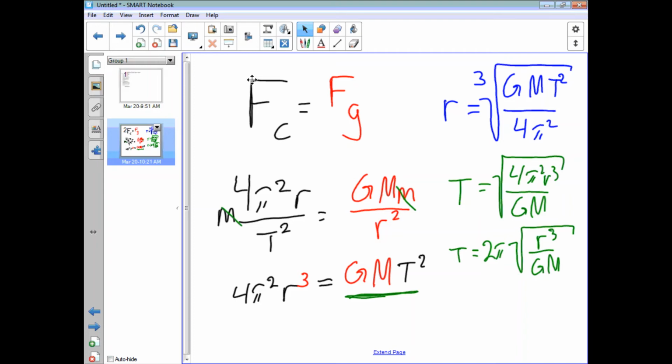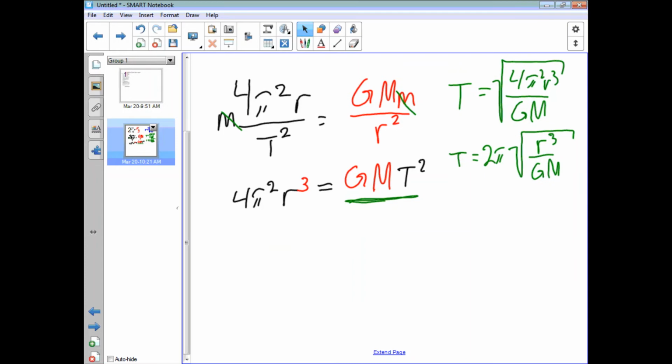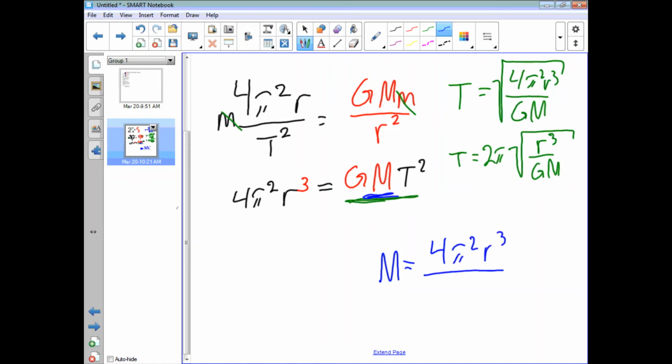Is there anything else I could solve for? Yes, I could solve for pi. I could solve for 4 if I wanted to. I could solve for the mass as well. What would I divide through by? I'd say mass is equal to what? Here's the mass, so I need to get that all by itself in the numerator. Right, and there's no square roots or anything this time. 4 pi squared r cubed divided by big G T squared.